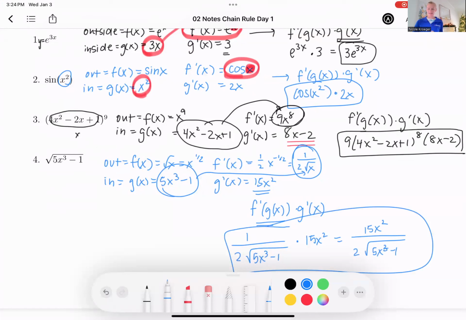You might start recognizing some patterns with these. Some textbooks will have you memorize patterns for number 1 and number 3 here in particular. I don't want you to memorize patterns, but if you get comfortable with doing these without writing all the steps out, that's okay. It's the first day of working on this. I want you to go ahead and write out your f of x and your g of x, write everything out so that you're not making a mistake along the way.